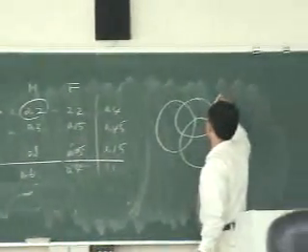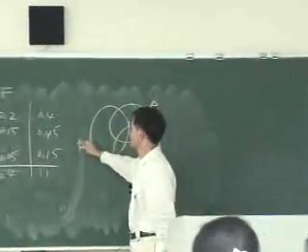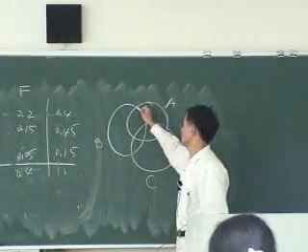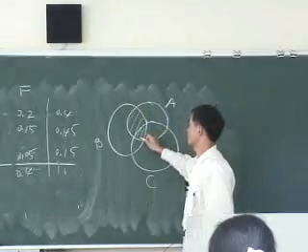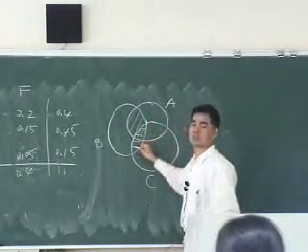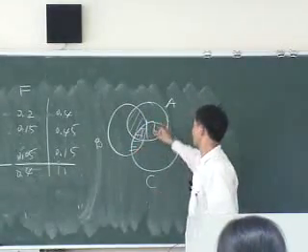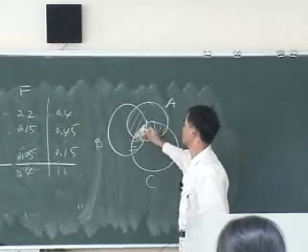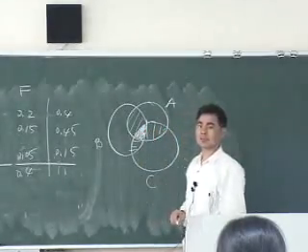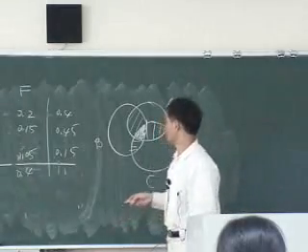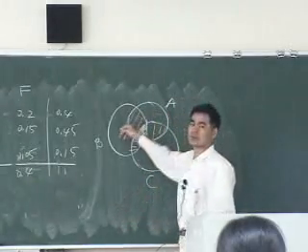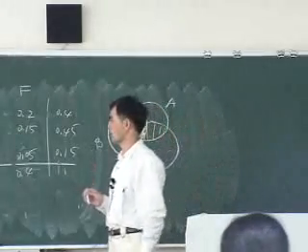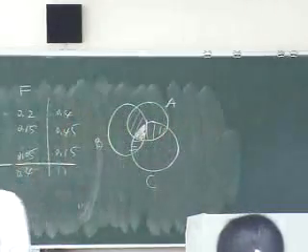Okay, so let's say this is A, this is B, this is C, right? So where is A and B? A and B is here. B and C is here, and A and C is here. And this part is A, B, and C. So if you can fill in all these numbers, you should be fine. We will do one example on this later. Okay, the next one.